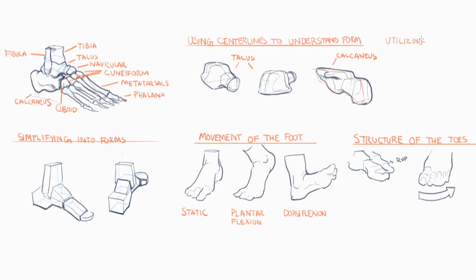If you're drawing the foot where the camera is positioned underneath it, it can be helpful to utilize the footprint. One way you can do this is by placing the shape of a footprint on a flat plane in perspective, and then extrude upwards to create volume.